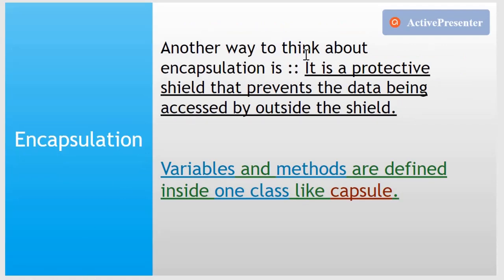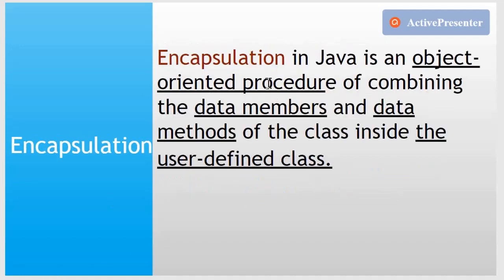Another way to think about encapsulation is as a protective shield that prevents the data from being accessed from outside. Variables and methods are defined inside one class, like a capsule. Encapsulation in Java is an object-oriented procedure of combining data members and data methods of the class inside the user-defined class.